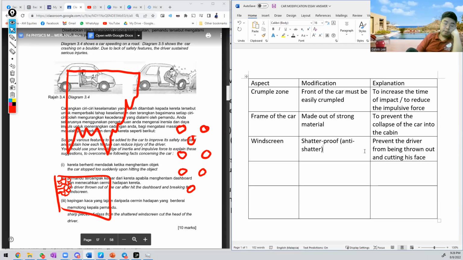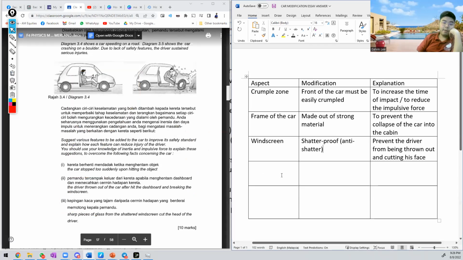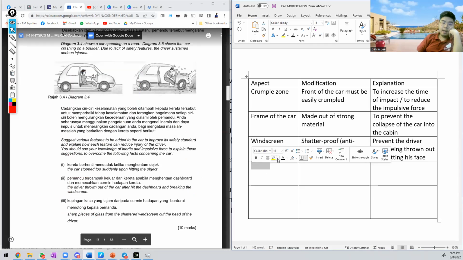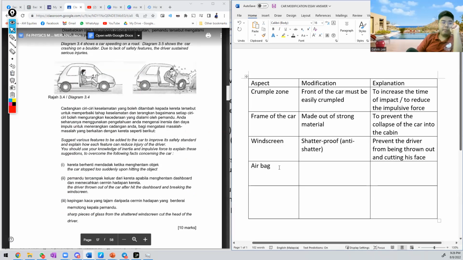Okay, with regards to facts 1, 2, 3, I think we solve it quite well. Now we only need to talk about some additional safety features, such as seat belts, airbag. Of course, now let's take a look at airbag. So airbag, we must install in a car.